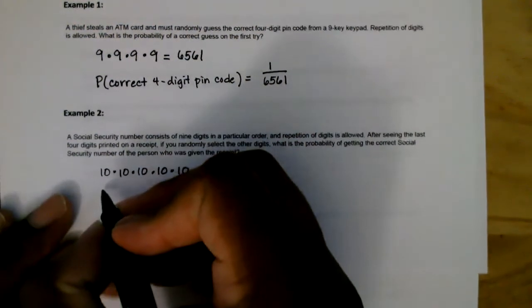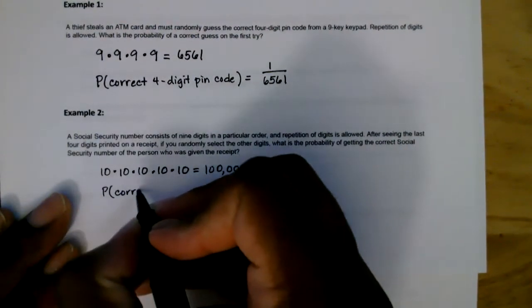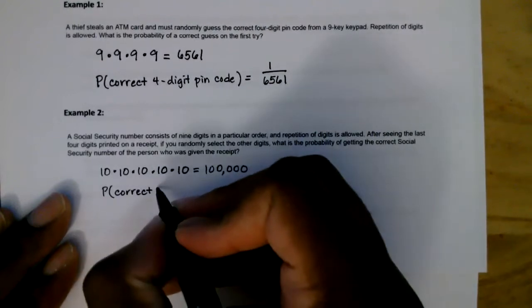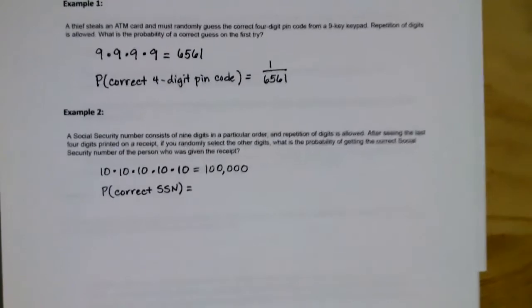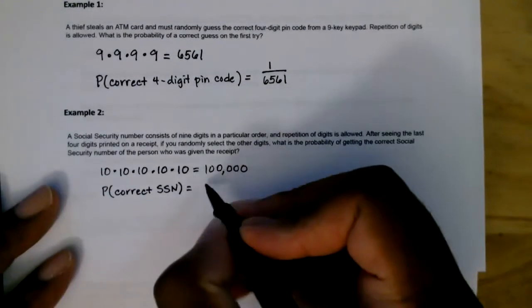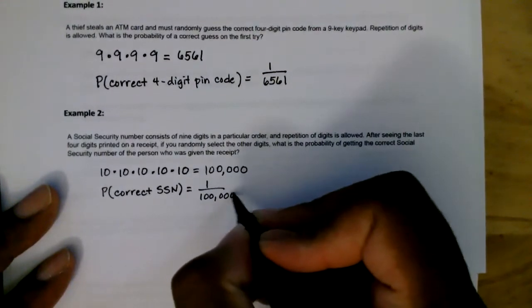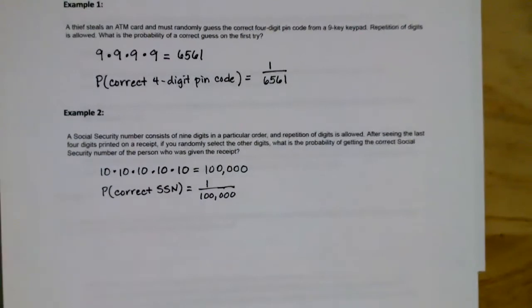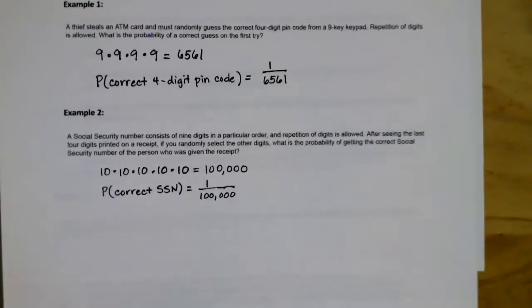So the probability for someone to come up with a correct social security number after knowing the last 4 digits, that's going to be that one way out of 100,000. And we'll again leave that as a fraction. So that's going to be your probability of getting the correct social security number.